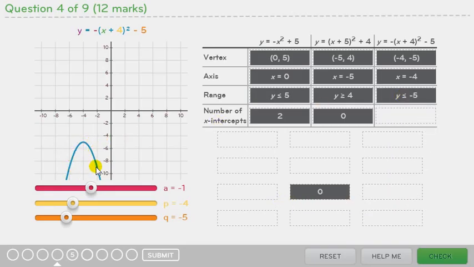And again, it never crosses the x-axis. Its vertex is below the x-axis and it opens down. Therefore, there are 0 x-intercepts.